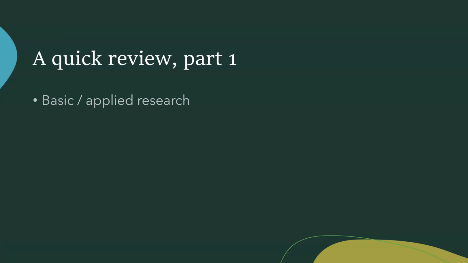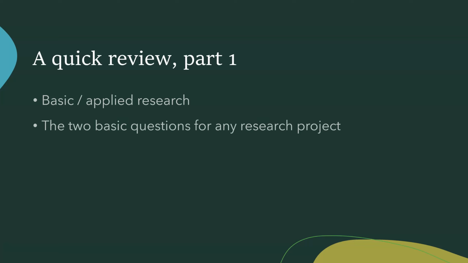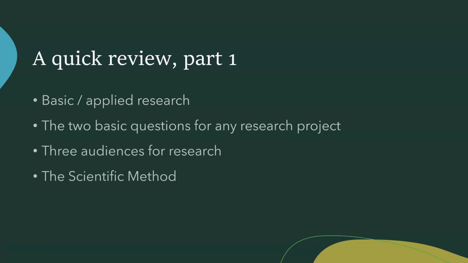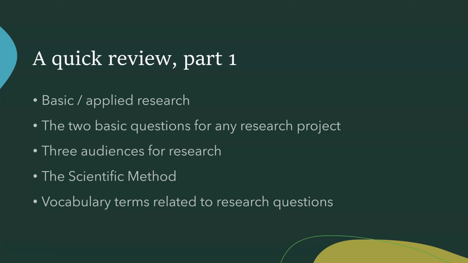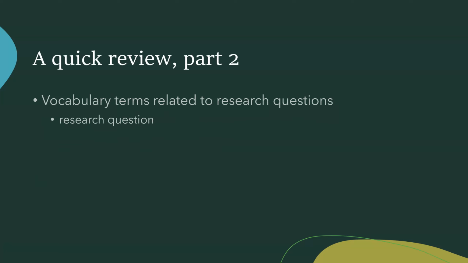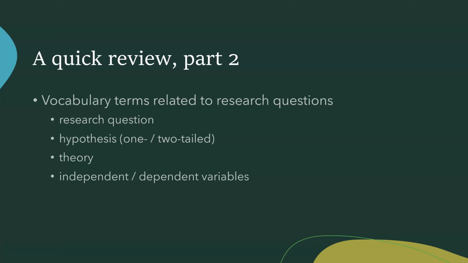We talked about the difference between basic and applied research. We talked about the two basic questions for any research project, three audiences for research, the scientific method, and vocabulary terms that are related to research questions. In particular, we needed to talk about research questions, what they are, a hypothesis, a one or two-tailed hypothesis, what a theory is and how it differs from a hypothesis, an independent or dependent variable, a nominal or ordinal variable, and correlation and causation.